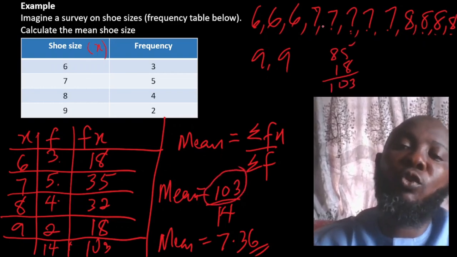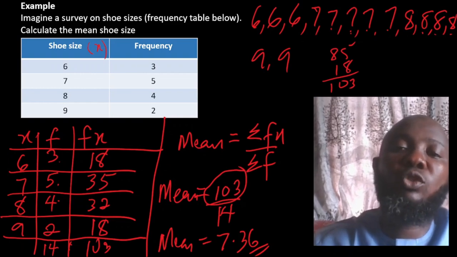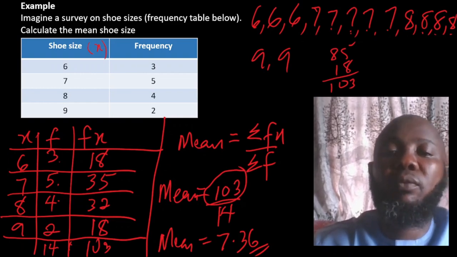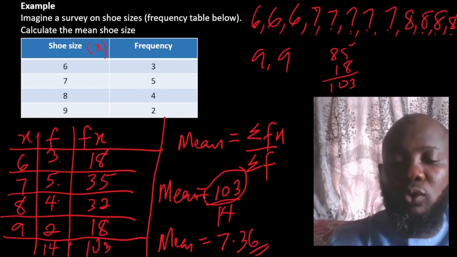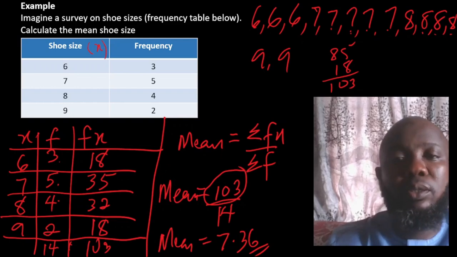So instead of us going through the stress of doing it one by one, that is the essence of this formula. And when you add these frequencies, it's the same thing. I hope this is very clear. All right, so that is that on the mean of a frequency table.